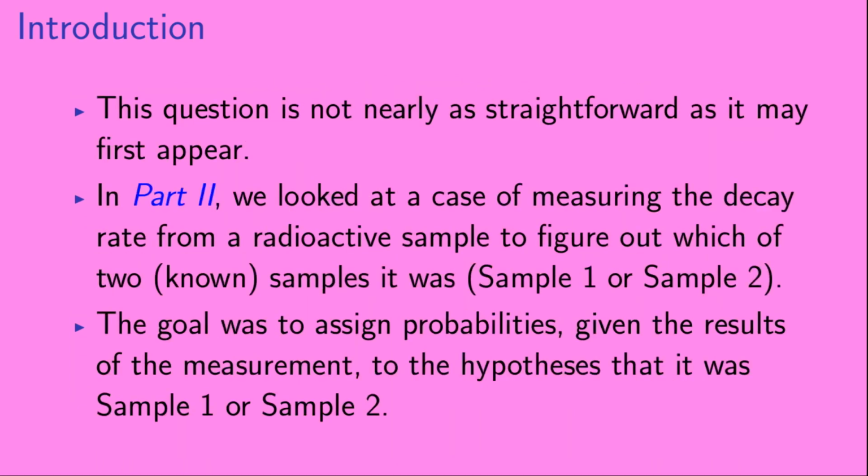So this question is not nearly as straightforward as it may first appear. In part 2, we looked at a case of measuring the decay rate from a radioactive sample to figure out which of two known samples it was, sample 1 or sample 2. The goal was to assign probabilities, given the results of the measurement, to the hypotheses that it was sample 1 or sample 2.